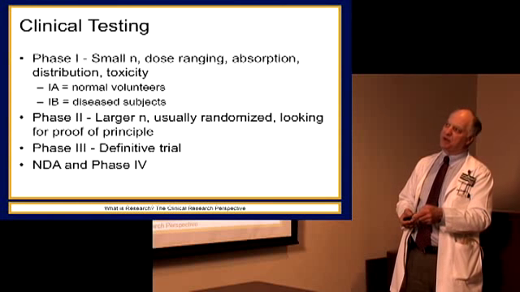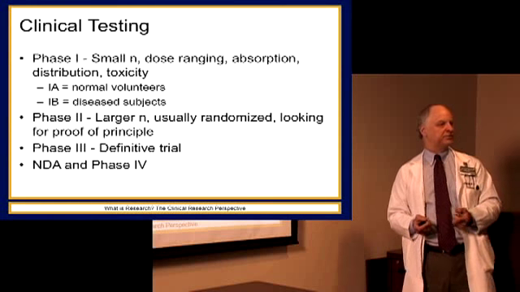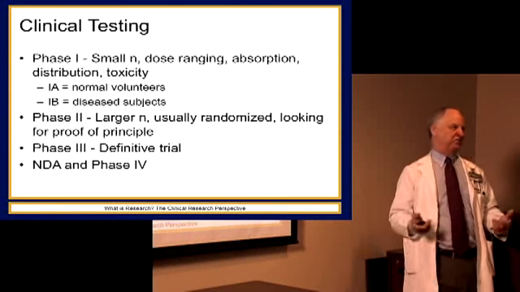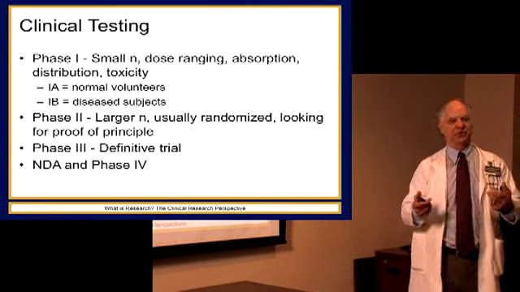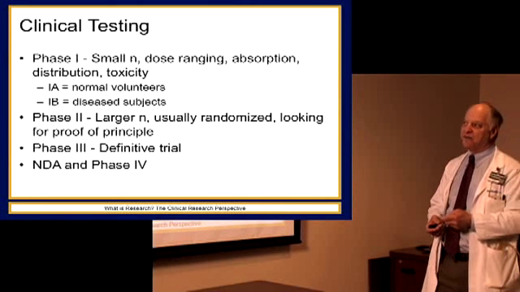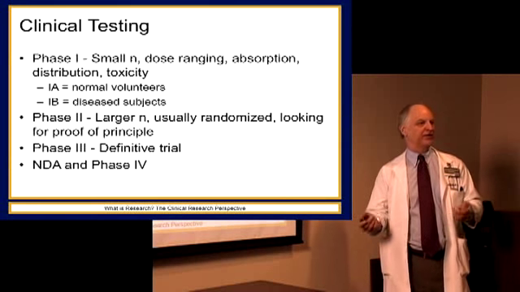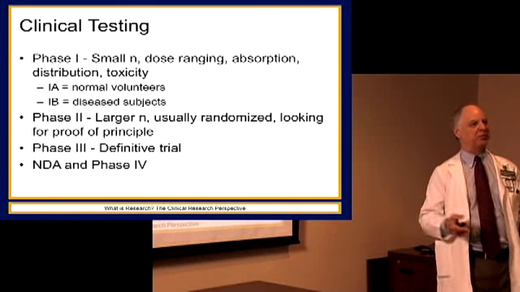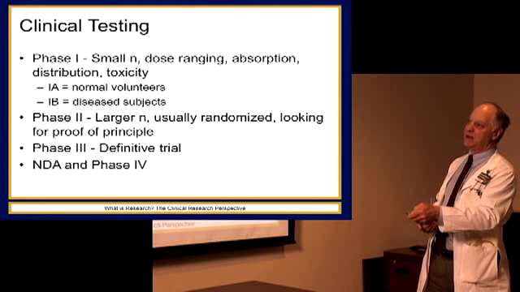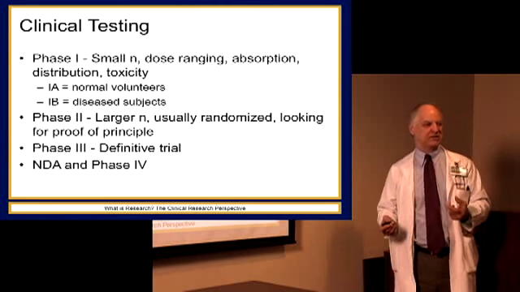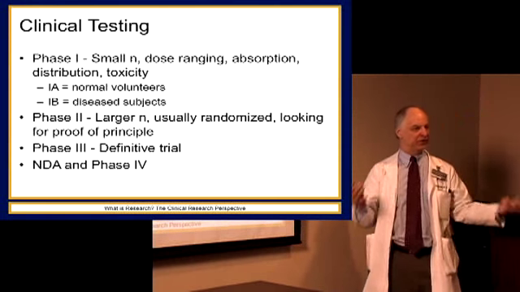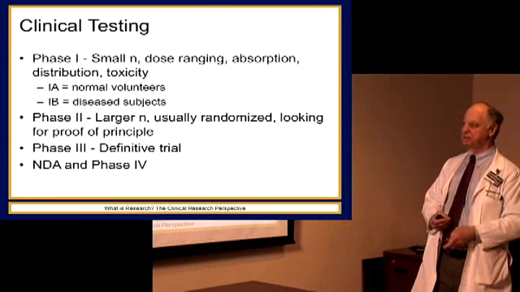And we divide phase 1 into 1A, where only normal volunteers are given the drug. This makes sense for drugs that are going to be used widely for, say, headaches or for diarrhea or something like that. Not for drugs that have high toxicity, like cancer chemotherapy drugs. We wouldn't give chemotherapy to normal volunteers to test it there. So in that case, we would do a 1B, where we're putting the drug into disease subjects. The drugs have toxicity, but the patients are dying, and so it's a reasonable trade-off in that situation.